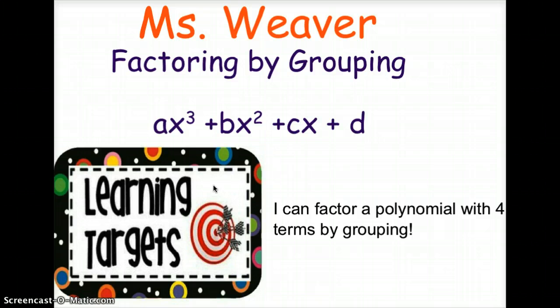Our learning target, obviously, is to factor a polynomial with 4 terms by grouping. Now, the key word in there is 4 terms. That's kind of the giveaway that you know you're doing grouping. If you look at this generic form, we've got x cubed, x squared, x, and then some constant d. You can see that there are 4 terms. That's when you know to group, like I said.